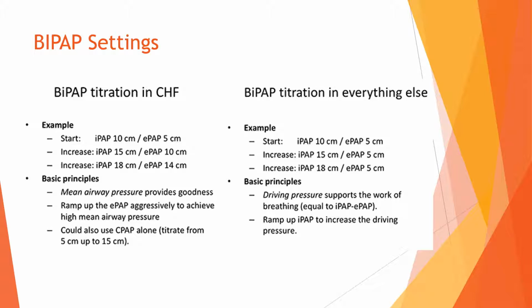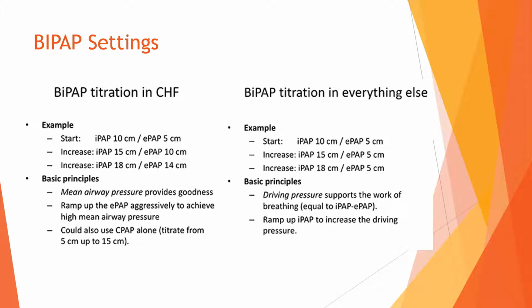So really, you need to aggressively bring up the EPAP to achieve a good mean airway pressure. Otherwise, you can just use CPAP alone. Now for BiPAP and other things such as acute hypercarbic respiratory failure, you're really trying to look at the difference between the IPAP and the EPAP.